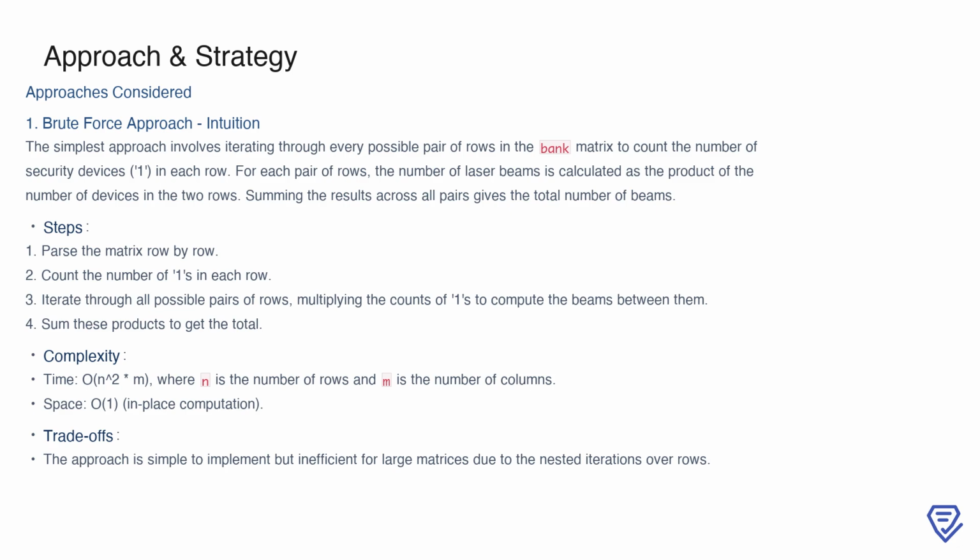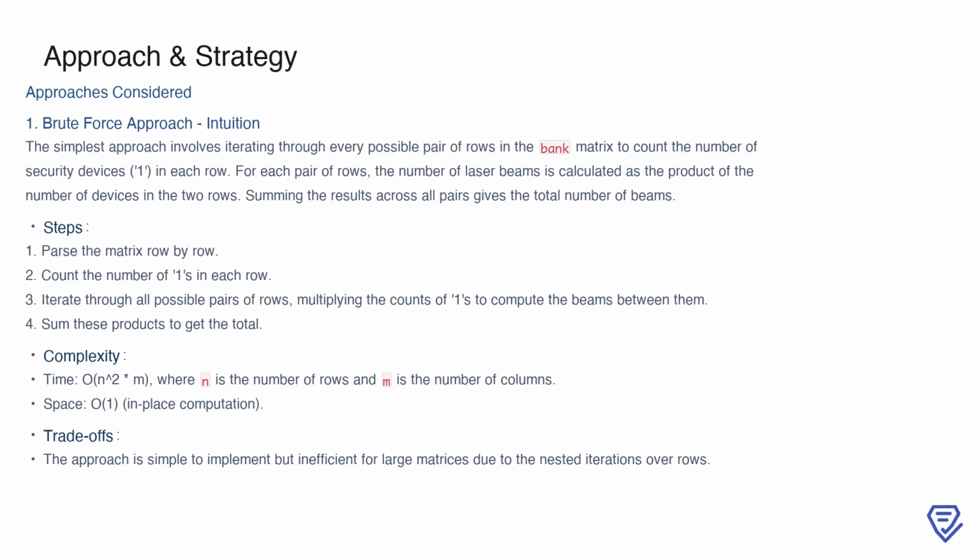To begin, the brute force approach is the most straightforward way to tackle the problem. The idea is to iterate through every possible pair of rows in the bank matrix and calculate the number of laser beams by multiplying the number of security devices, represented as 1s, in those 2 rows. First, we parse the matrix row by row and count the number of 1s in each row. Then, for every pair of rows, we multiply the counts to determine the beams formed between those rows. Finally, summing up all these products gives the total number of beams.